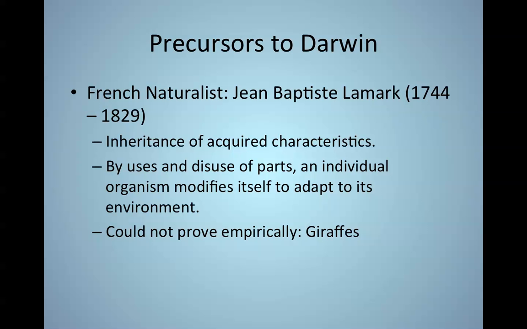Other precursors, and we have the naturalist Jean-Baptiste Lamarck, also late 18th, moving into the 19th century. He will postulate that there is an inheritance of acquired characteristics. He says, by use and disuse of parts, an individual organism modifies itself to adapt to its environment. He could not prove all of his theories empirically, but he put these theories out there, in particular giraffes. Again, he can't prove this, and no one, I believe, can, but he argued that giraffes once did not have long necks, and that the reason that they have long necks is that over time they were trying to eat the leaves that were higher and higher in the trees, and so therefore they had to develop longer and longer necks. Now, we have nothing to support this, but these are some of the kinds of writings that are going on, some of the kinds of ideas that are out there.